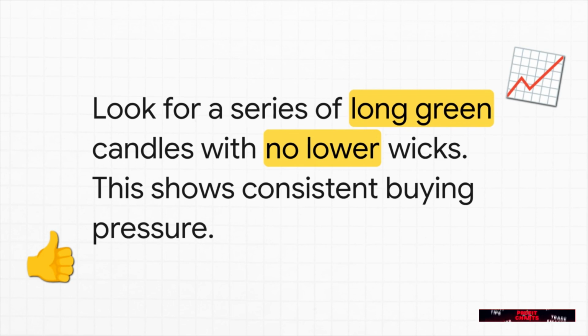So, signal number one, a strong uptrend. What you're looking for is a series of nice long green candles. But here's the clincher, the thing you absolutely have to look for. No lower wicks. See that? No little tails on the bottom? When you see that, it's screaming at you that the buyers are in complete control. The price didn't even think about dipping down. That's pure, consistent buying pressure.